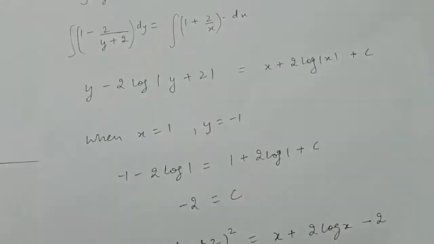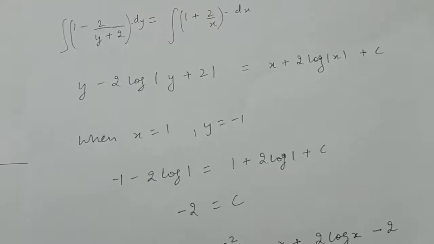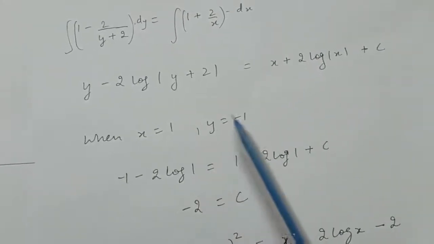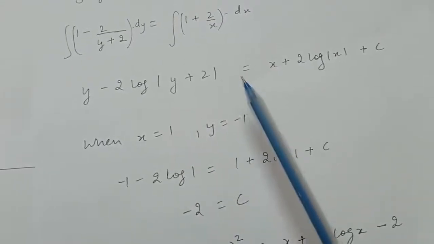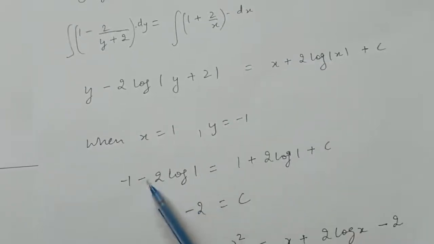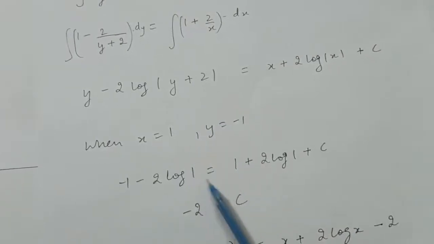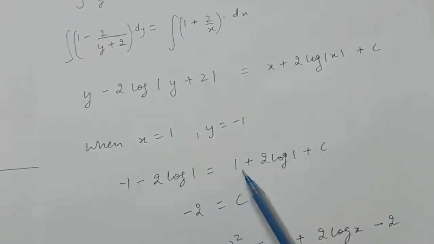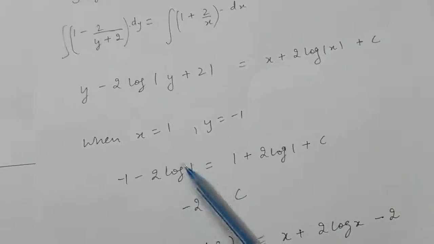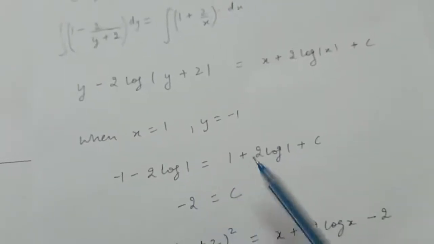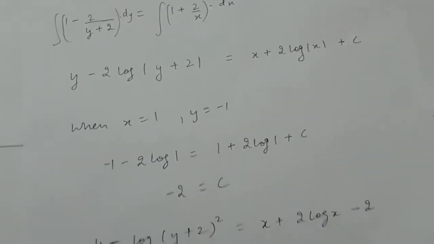Now this is the solution of the differential equation, but this solution is general, right? We want to find the particular solution curve which passes through this point. Therefore in place of x write down 1 and in place of y write down minus 1 in this equation. So you will get minus 1 minus 2, minus 1 plus 2 is 1. So log 1 equal to, in place of x 1, plus 2 log 1, plus c. Now log 1 is 0, so this and this term will be 0. You will get the value of c as minus 2. Put this value of c in the solution curve. So this will be the answer, right?